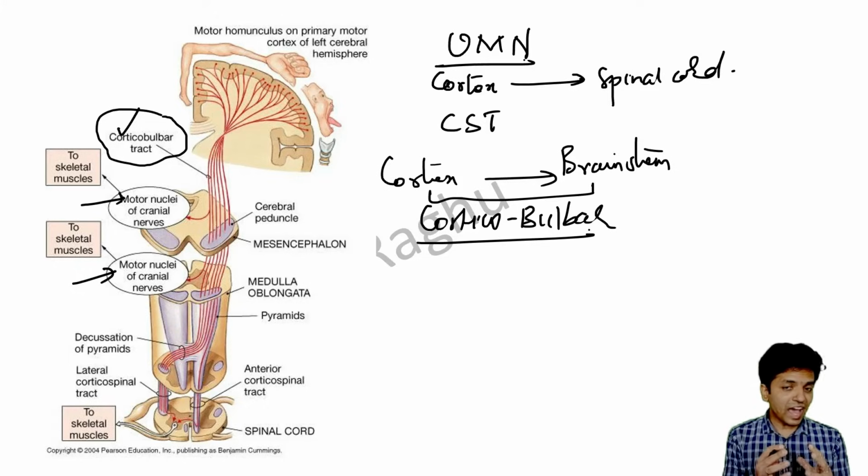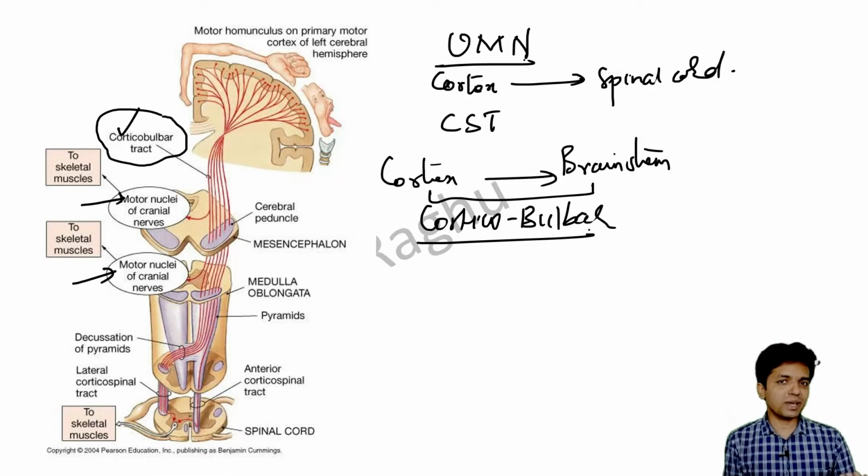So whenever I say upper motor neuron, at that point I am not just referring to the corticospinal fibers, I am also referring to the corticobulbar fibers. And more so, when we use the phrase upper motor neuron lesion, at that point it doesn't just mean that there is a lesion of the corticospinal tracts.